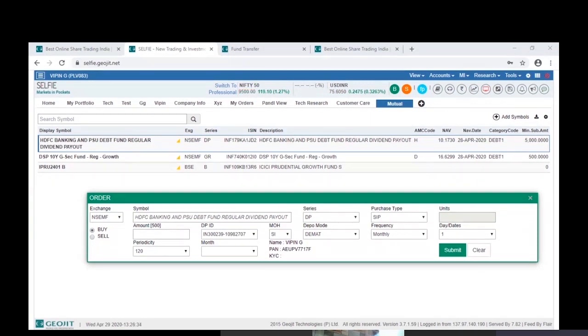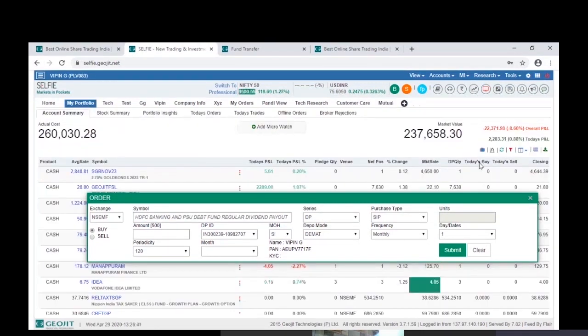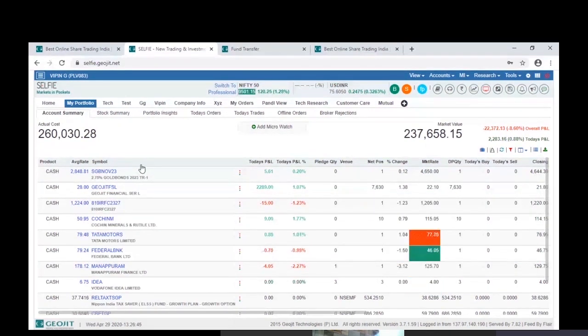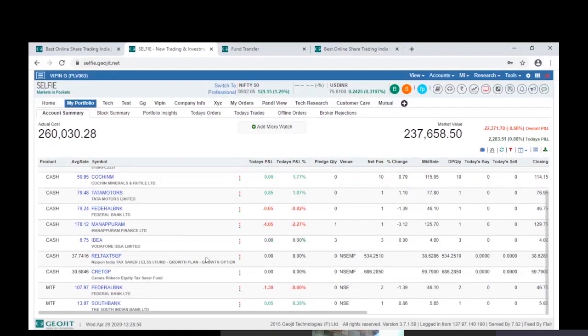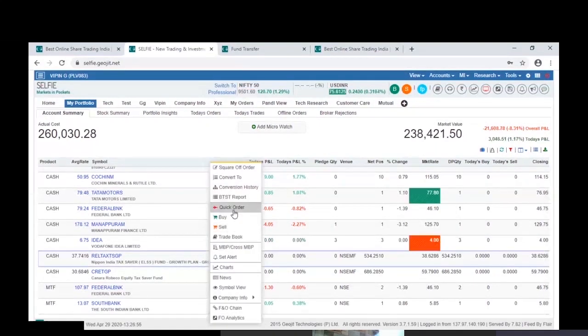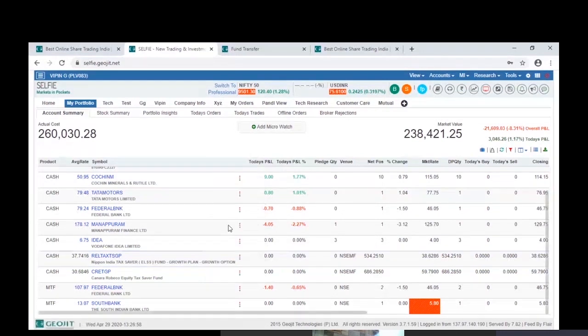Okay. So with a mutual fund, once you come to your portfolio, because whatever you hold, you can see in your portfolio. So selling is called redemption. It is very easy because, say this is a mutual fund, I can come over here and just click on sell.